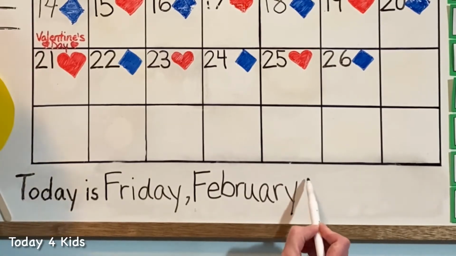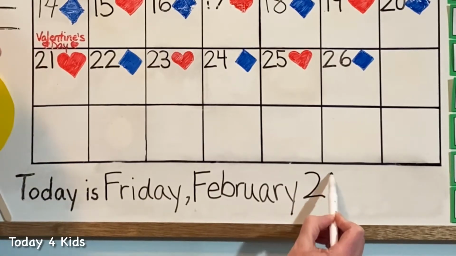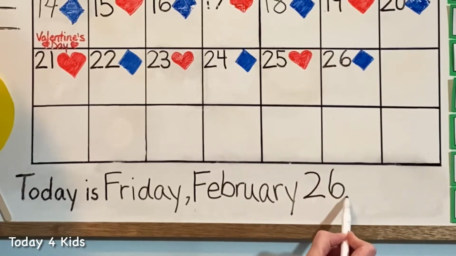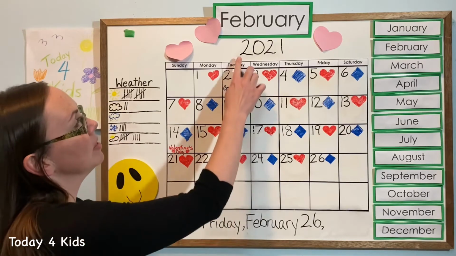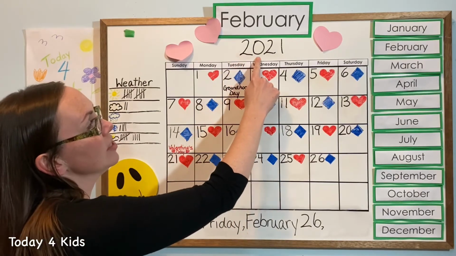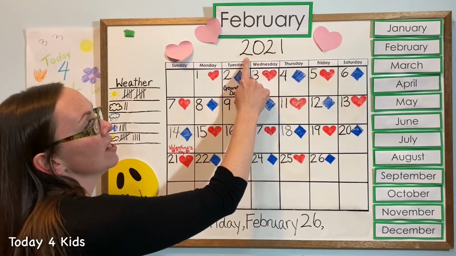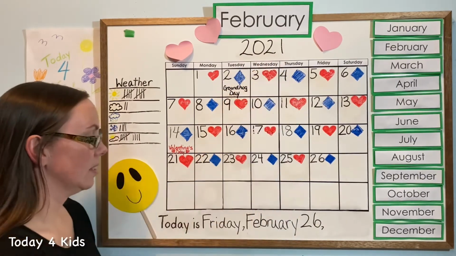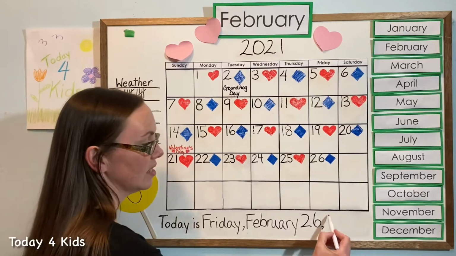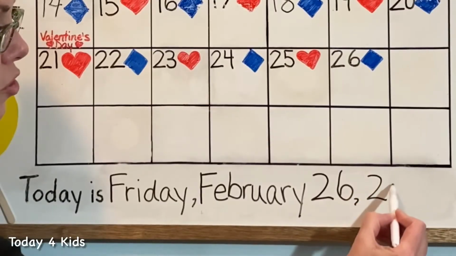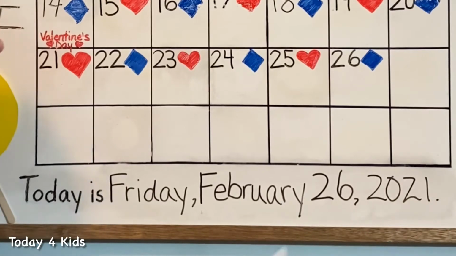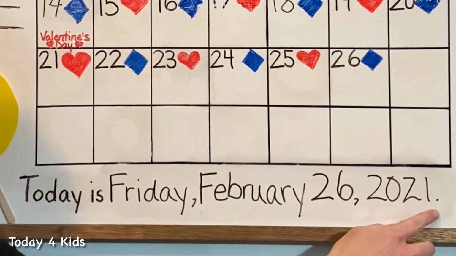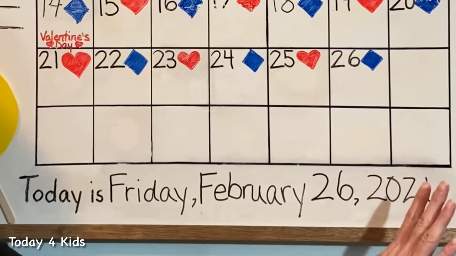So we'll put a 2 and a 6. And then we'll put a comma, and this comma reminds us to pause before we say the year. And the year is up at the top of the calendar, 2021, or you can say 2021. So we can put that into our sentence. 2021, and then a period. And that period reminds us to stop. That is the end of our sentence.